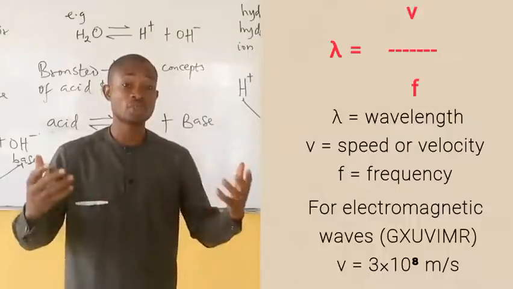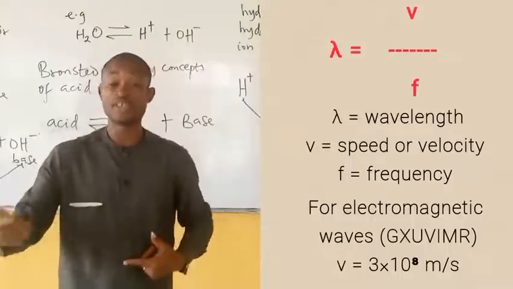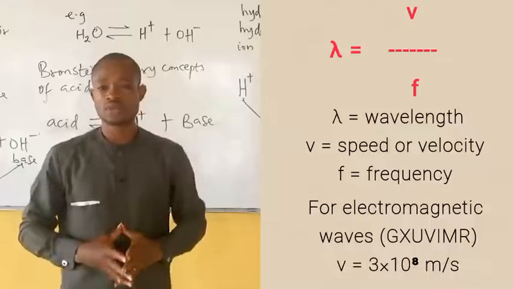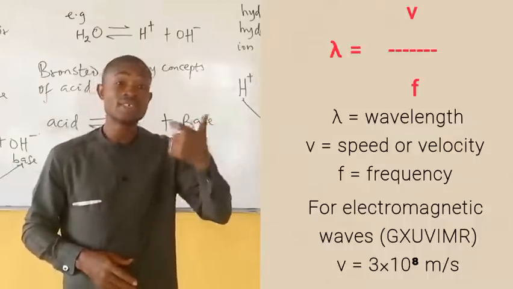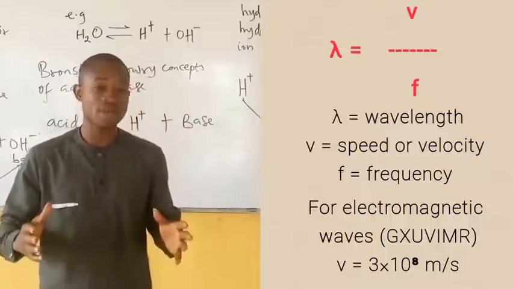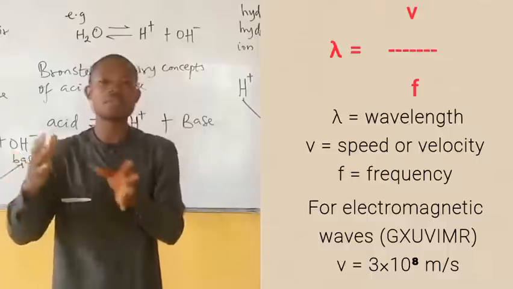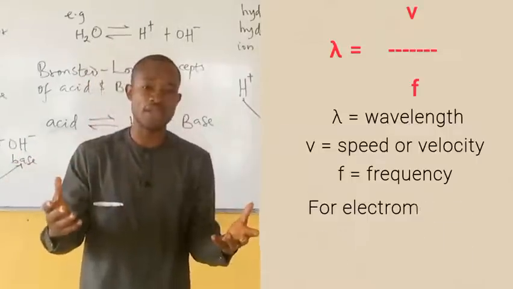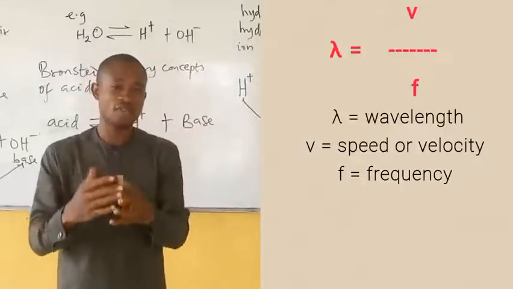If the wave is an electromagnetic wave, gamma ray, X-ray, ultraviolet ray, visible ray, infrared, and down to radio wave, that velocity would be equal to the speed of light, 3 times 10 to the power of 8 meters per second. But if you're dealing with other types of wave, perhaps mechanical waves, that V does not have a specific value as it could be.